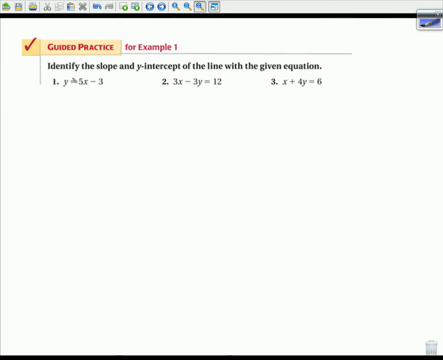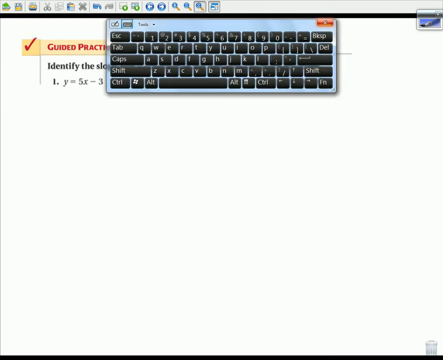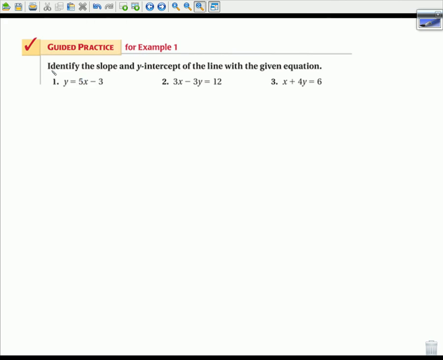So here's some problems for us to work with. They want us to identify the slope and the y-intercept. So here, yay for us, they've given it to us in slope-intercept form. So the m, or the slope, is the 5, and the b, which is the y-intercept, is -3. It's subtract 3 in the equation, but when you bring down the term, it's a -3.